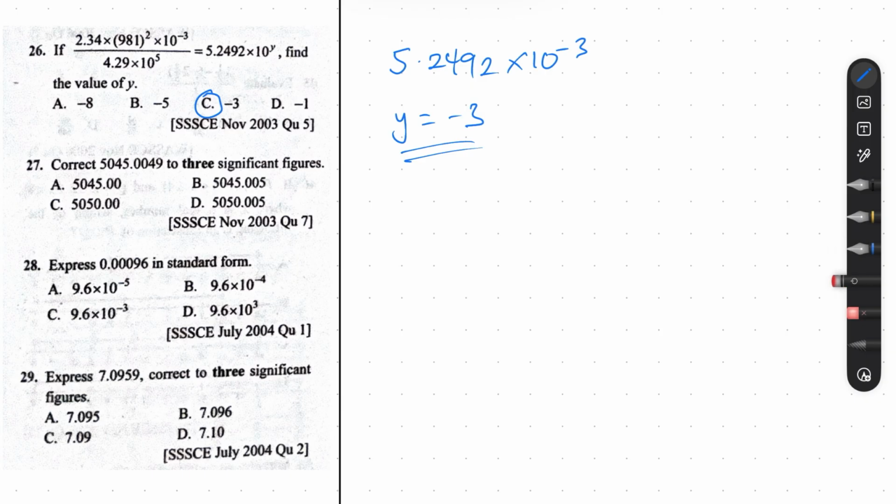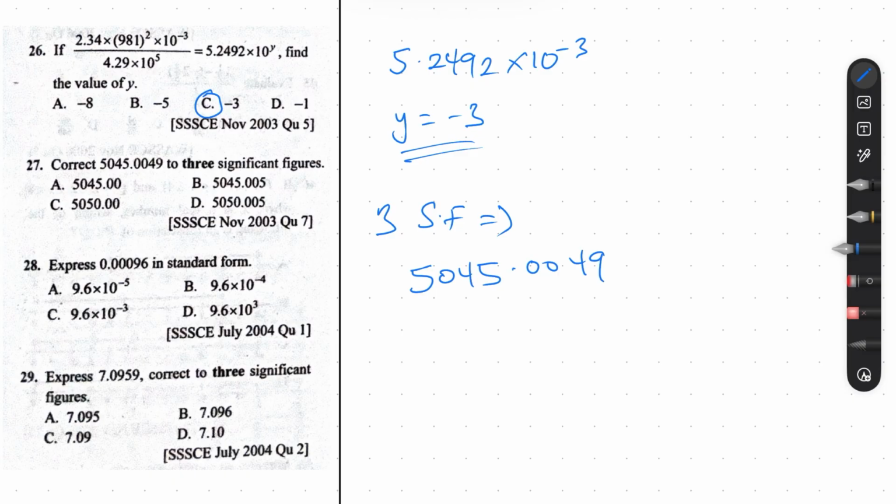Question 27 says correct the value 5045.0049 to 3 significant figures. So let's write down the value. The value is 5045.0049.